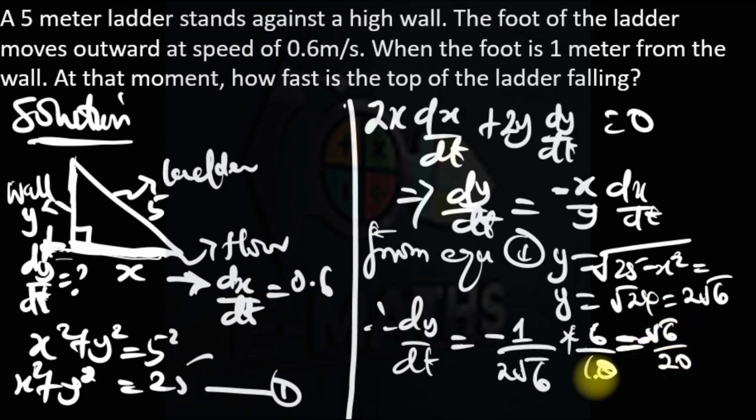So meaning that this negative sign shows that the top of the ladder is falling at the rate of root 6 over 20 meters per second. So that's it. The negative sign shows that it's decreasing. So that's the answer. Thank you.